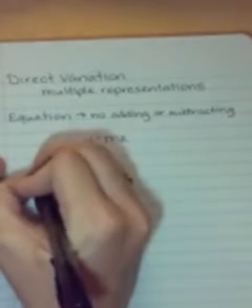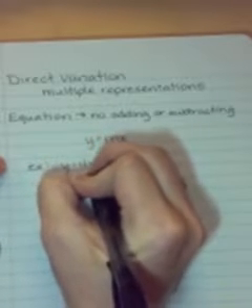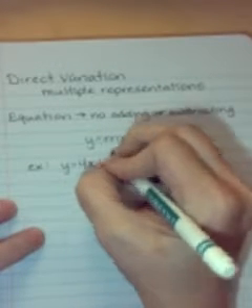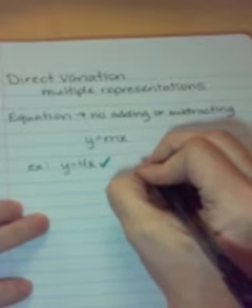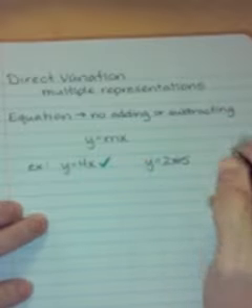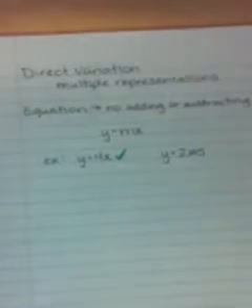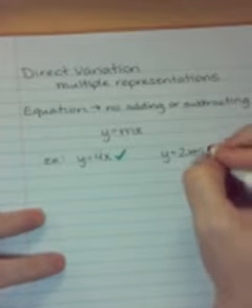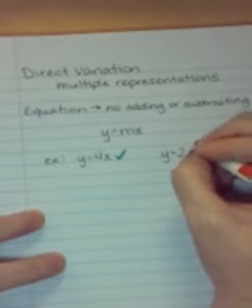So for example, y equals 4x, that is an example of direct variation. But if I have the equation y equals 2x plus 5, that is not direct variation because of the plus 5. Okay? So now let's look at a different situation.